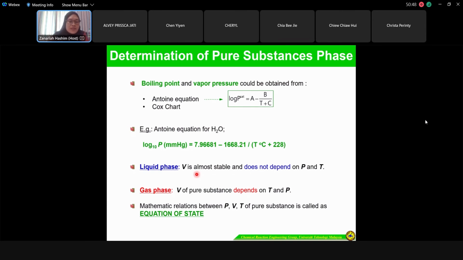But for the gas phase, the V of a pure substance depends on T and P. If you change the temperature or the pressure, normally the volume will change a lot. So the mathematical relation between PVT of a pure substance is called the equation of state. The equation of state is connecting the P, V, and T, so you can see this term PVT in the equation.